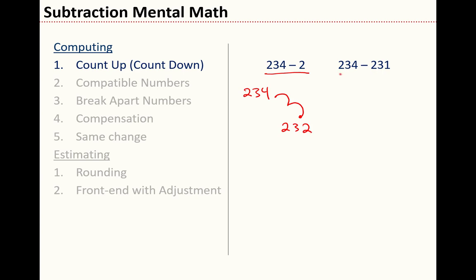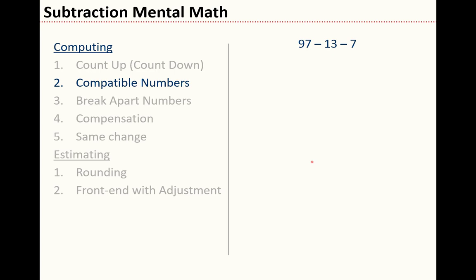But if the two numbers are close to each other, I can do a subtraction by counting up. I start at 231, and I'm going to count up until I hit 234. So at 231, I think 232, 233, 234. There's my 234. And I had to add 3 in order to get there. So my solution for my second problem is just 3.